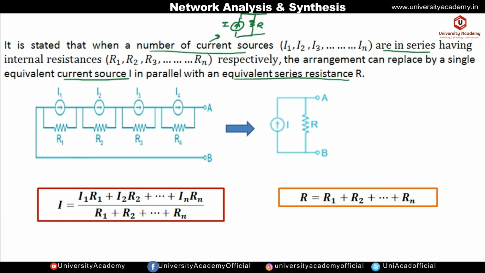Because when you calculate R equivalent across the terminal AB, you have to deactivate the circuit, and when you deactivate the circuit, all the current sources become open circuits. Then R1, R2, R3 and R4 will be connected in series. That is why the formula to calculate this resistance R is given by the sum of all the resistances. Okay, so these two formulas are important when n number of current sources are connected in series. So let us see a question.